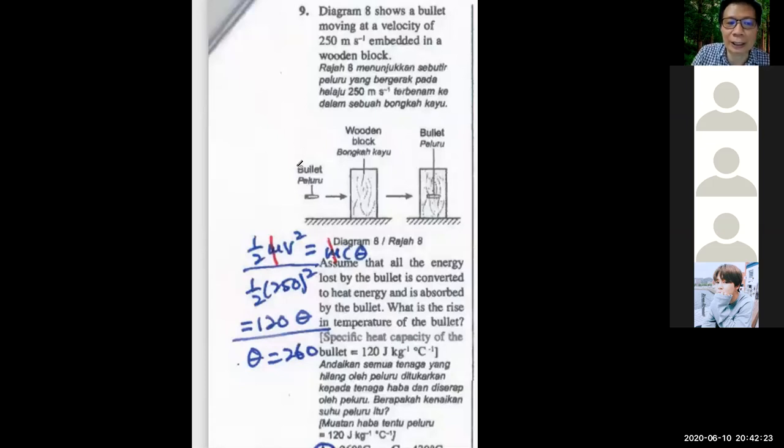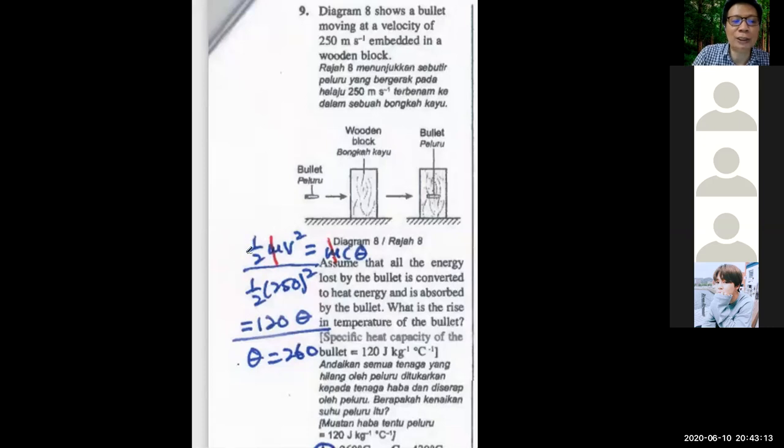Now the concept of this question is like this. When the bullet is moving, the bullet has kinetic energy. Anything moving has kinetic energy. So when the bullet goes into the block, it turns into heat energy. It becomes hot because of friction, correct? So all the kinetic energy changes into heat energy. The formula: half mv squared, the kinetic energy, equals heat energy, mc theta. This is a question you must know.